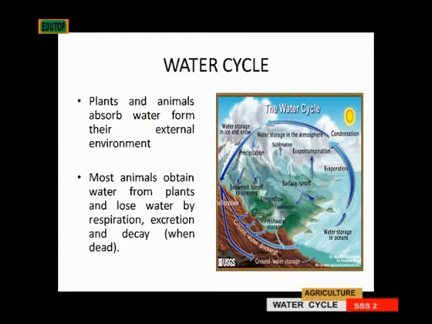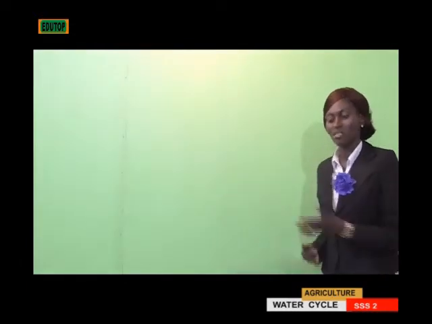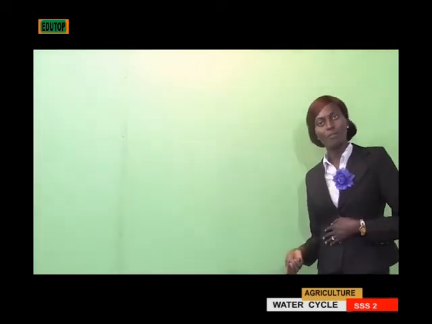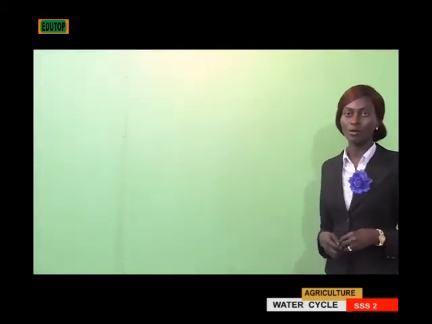Then most animals also obtain their water from plants or obtain it directly from the water body. Then the animals and plants lose water by respiration, excretion and decay when they are dead. So that is the cycle. They take up the water, it falls back. They take up the water, there is respiration, evaporation and decay, then there is condensation in the atmosphere, then it falls. So it continues on and on like that.